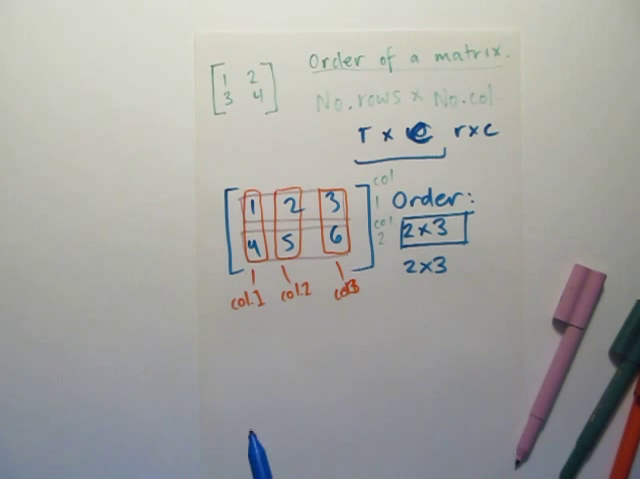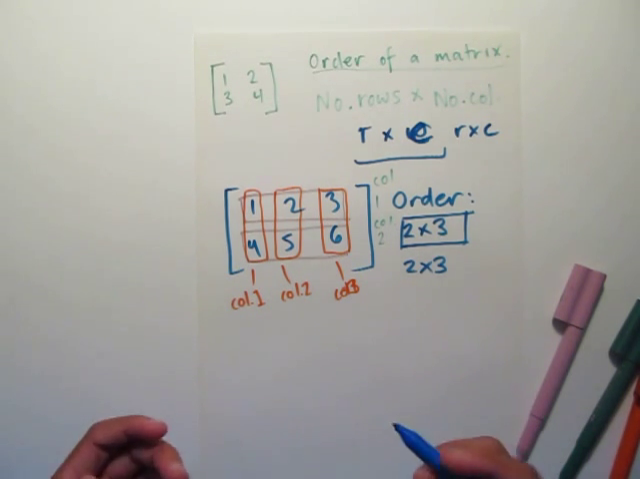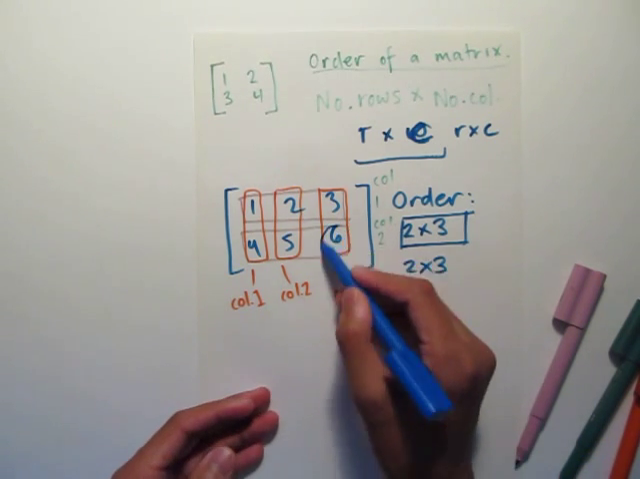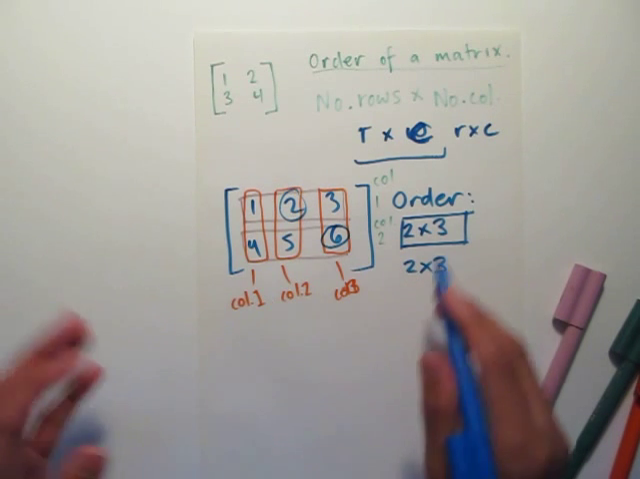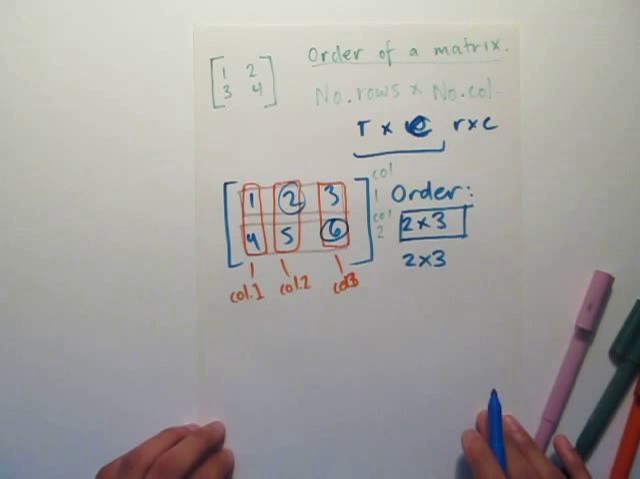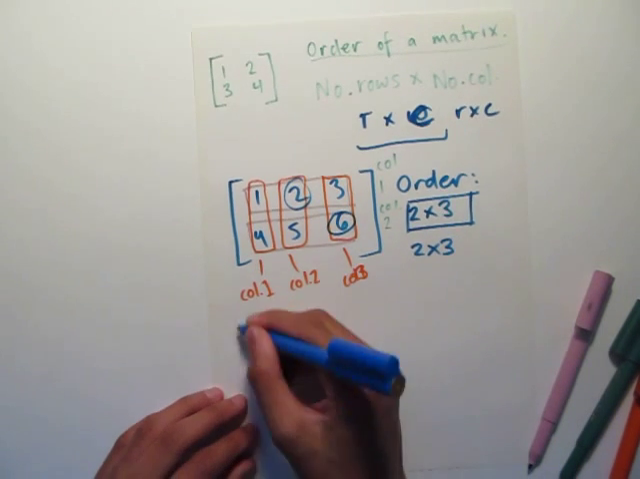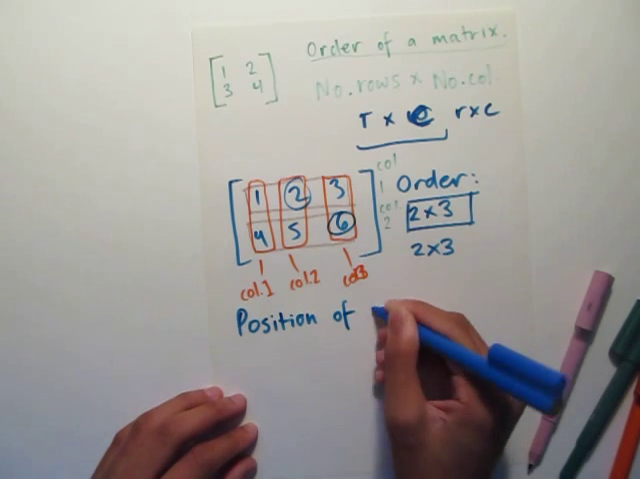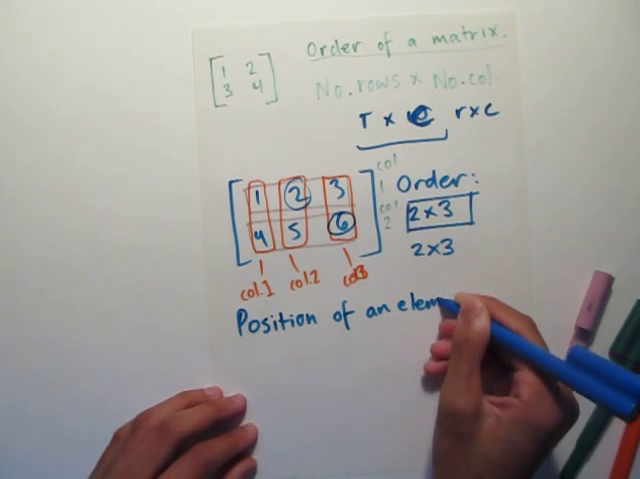Next we'll be looking at the position of an element. Any number within a matrix is an element. So this is an element, this is an element, they're all elements. Okay, so position of an element.